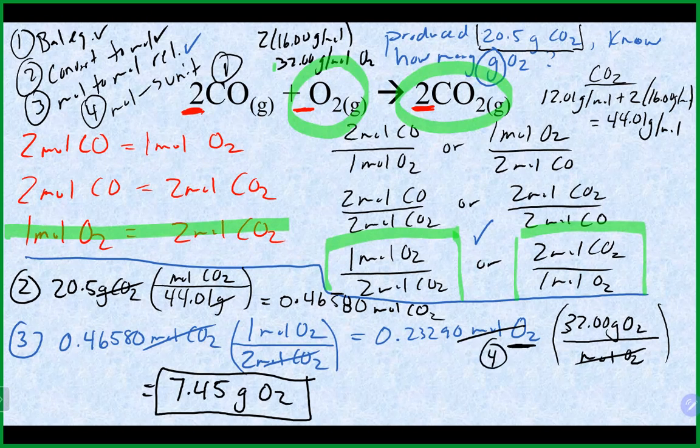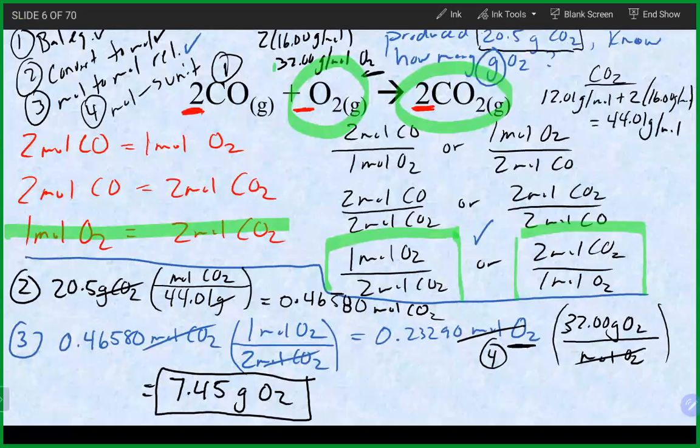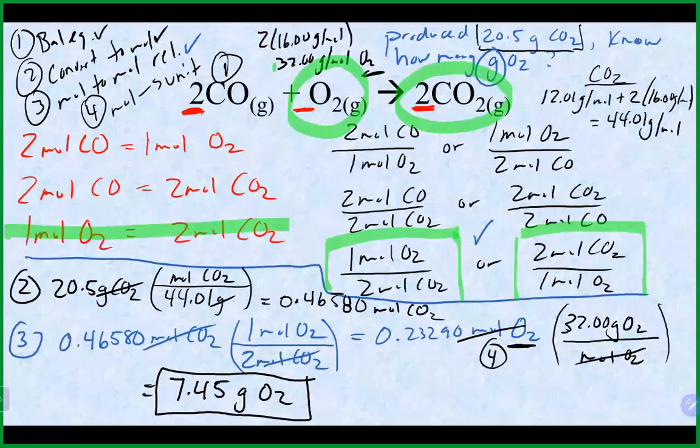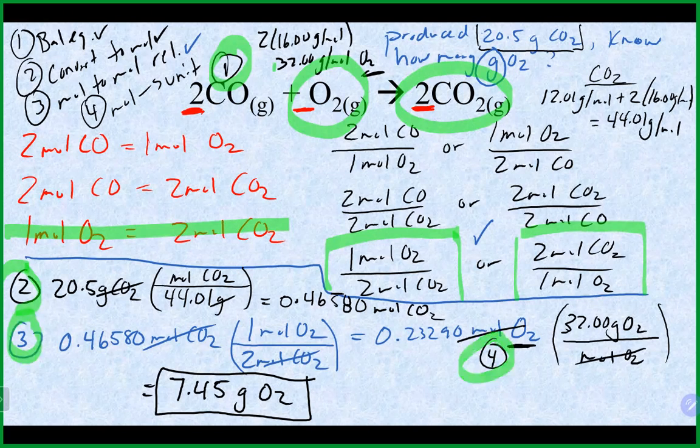First off, any questions on it? Yeah. Why was it 32 grams per mole? That's the molar mass of O2. So from the periodic table, 2 times 16, yeah. Other questions? So it is the same 4 steps here. And again, step number 1, balanced equation. Step number 2, convert to moles. Step number 3, mole to mole relationship. In this case, step number 4.